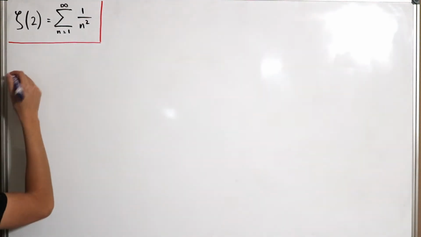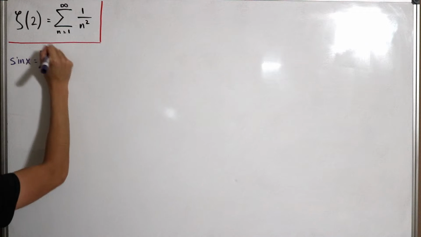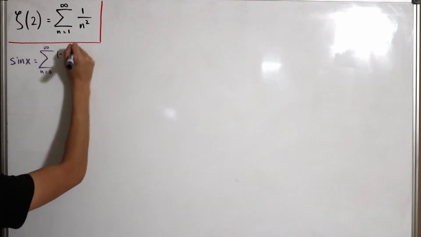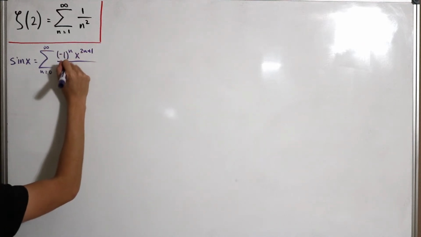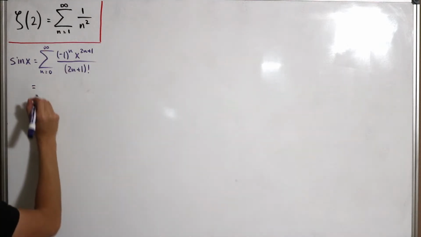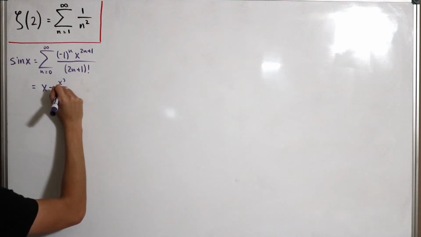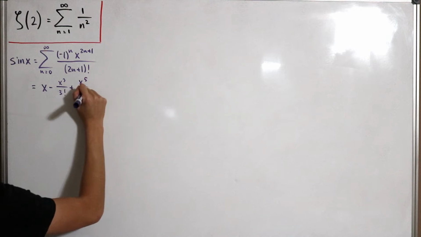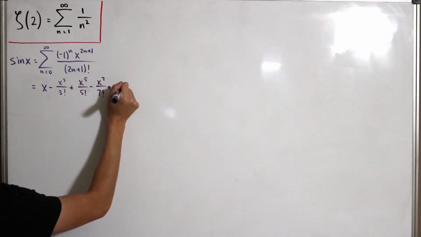Let's start off with the series representation of sine of x. We have the following infinite sum, starting from the index n equal to 0, of (-1) to the power n multiplied by x to the power 2n plus 1, divided by (2n plus 1) factorial. Now we can expand this series out and we get x minus x cubed divided by 3 factorial, plus x to the power 5 divided by 5 factorial, minus x to the 7 divided by 7 factorial, and then the series just continues.